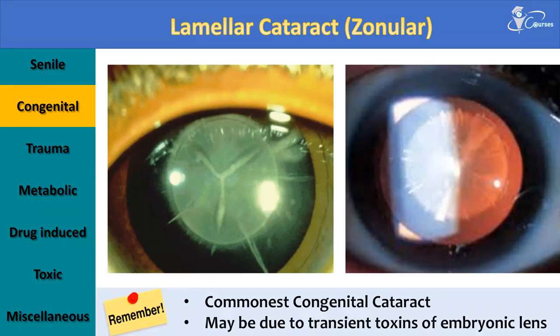I'm just highlighting the most important things here. It is the commonest congenital cataract. It may be due to transient toxins of the embryonic lens.